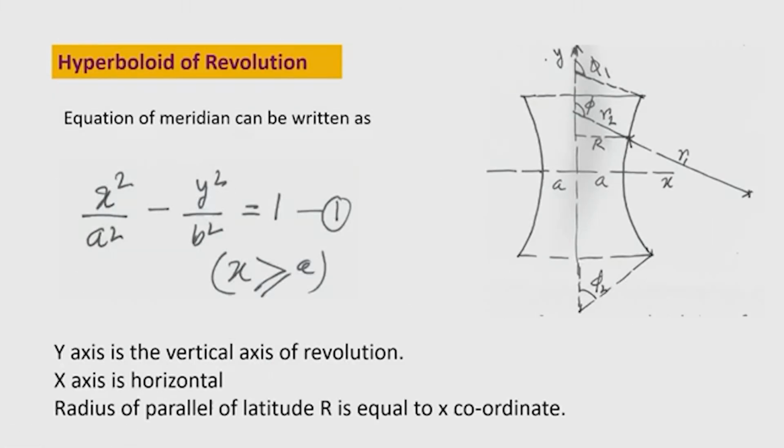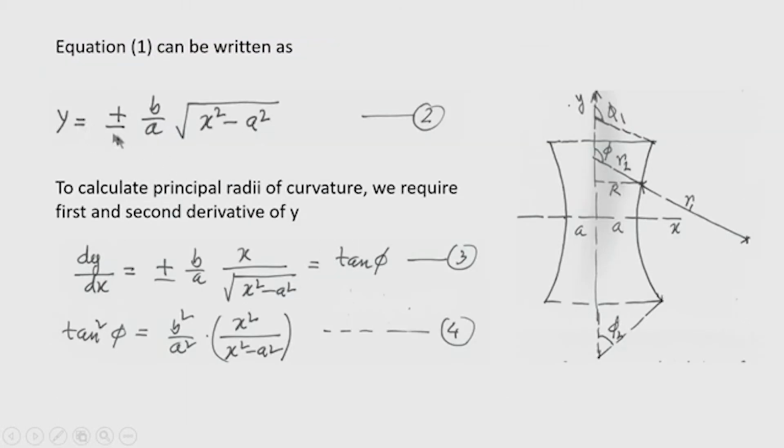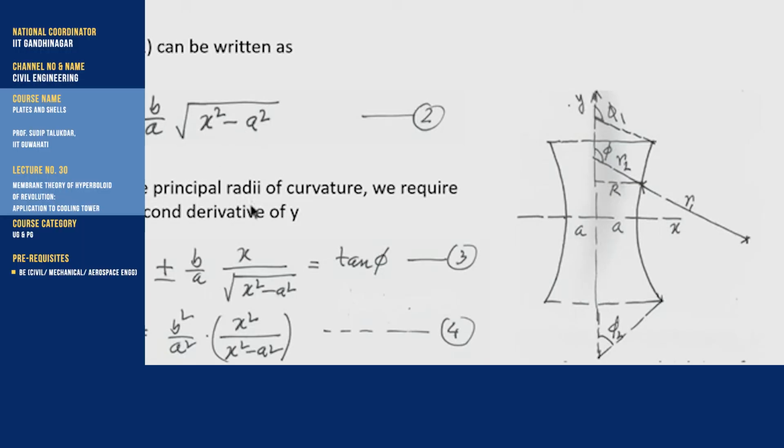Now, this equation number 1 can be written this way because we want y to find out the slope and curvature. So, y can be written from equation 1 as plus minus b by a root over x square minus a square. To calculate the principal radii of curvature, we require the first and second derivative of y.